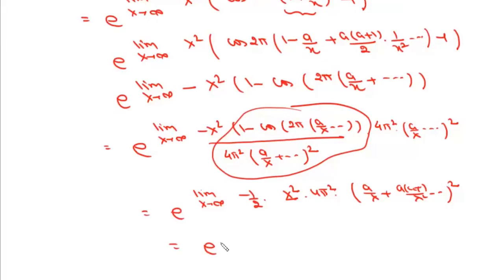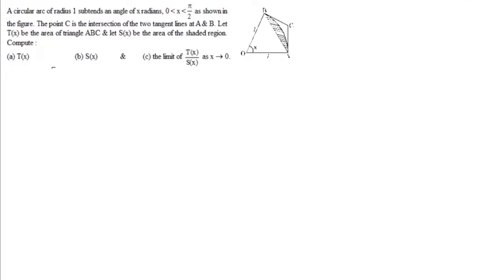So it will be e to the power minus 2 pi square into a square, and that is the answer to this limit. Now here the question is, a circular arc of radius 1 subtends an angle of x radian. As shown in this figure, point C is the intersection of two tangent lines at A and B. Let Tx be the area of triangle ABC and Sx be the area of the shaded region. Then we have to find Tx, Sx, and this limit.